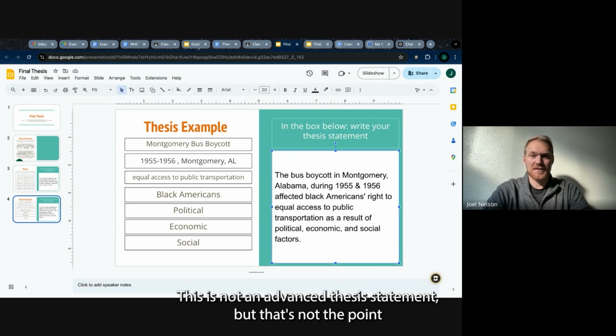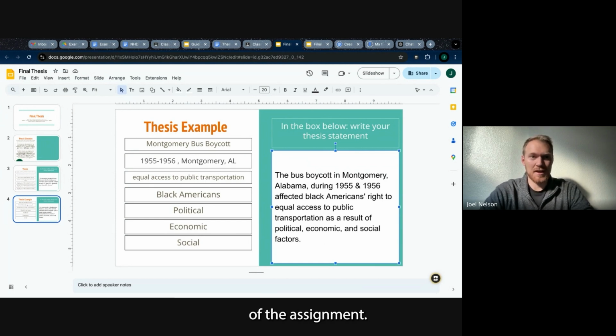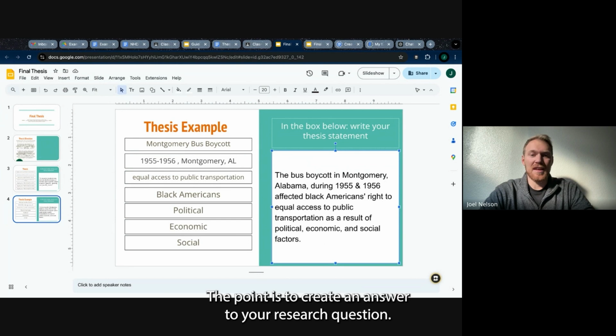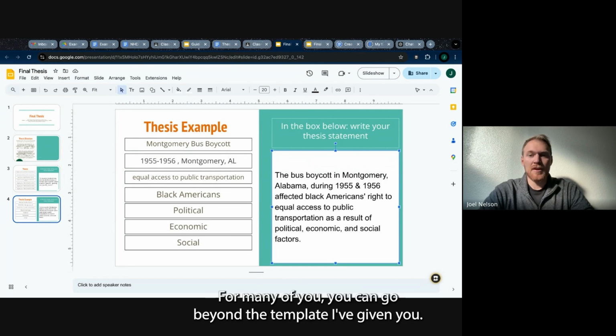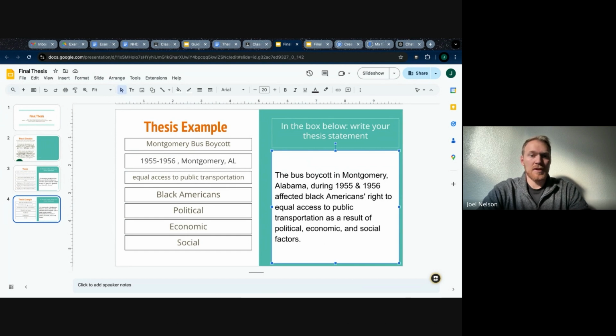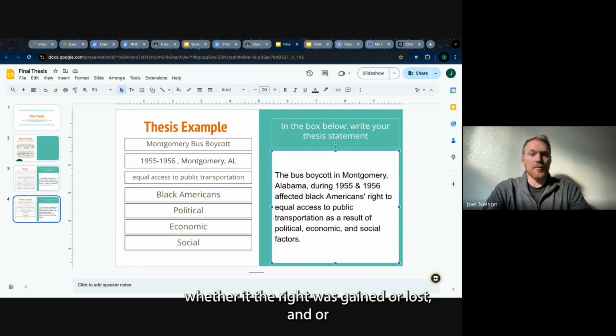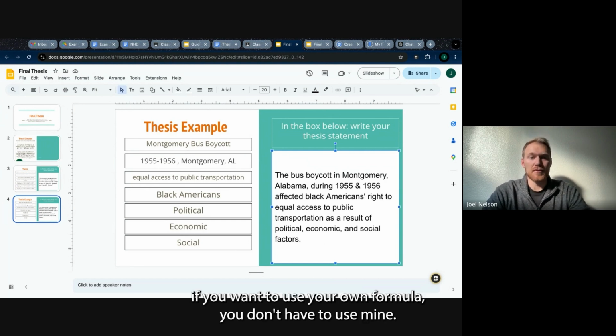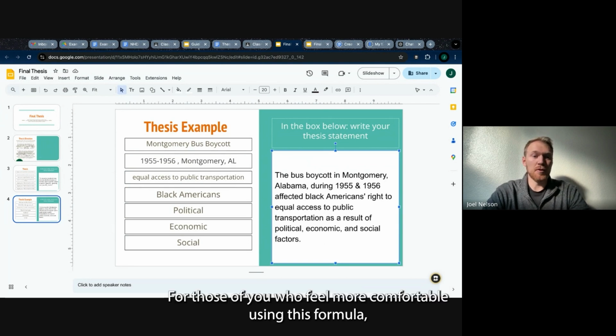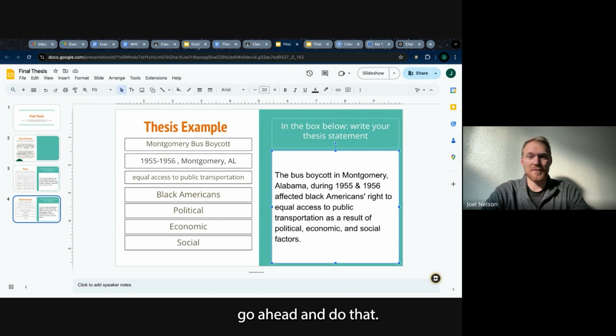This is not an advanced thesis statement, but that's not the point of the assignment. The point is to create an answer to your research question. For many of you, you can go beyond the template I've given you. If you feel comfortable with it, you can make it more complex by adding whether the right was gained or lost, and or if you want to use your own formula, you don't have to use mine. But for those of you who feel more comfortable using this formula, go ahead and do that. As long as you fill out each box, you fill out the template, you should do fine on this assignment.